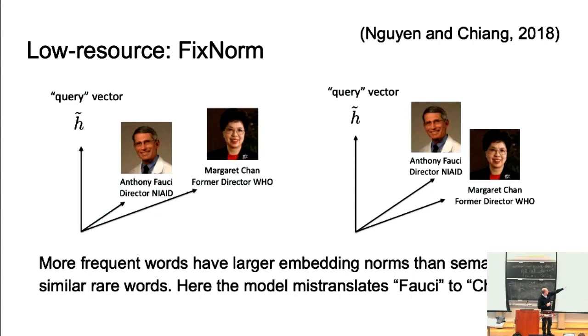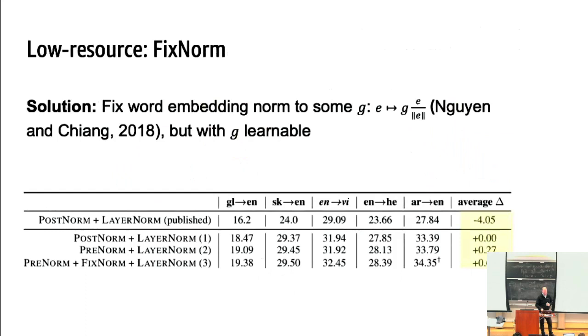So in the example here, you have two directors of the same organization, but one has more frequency in the corpus, and the system was basically always translating the name of the other into Chiang. This is an example taken from the paper of Nguyen and Chiang. So the idea here is to normalize the embedding vectors. While in that paper they were using an empirically determined scaling factor G, in this work the scaling factor is made learnable during the training of the network. This adjustment gave almost half a point improvement on average on all these directions.